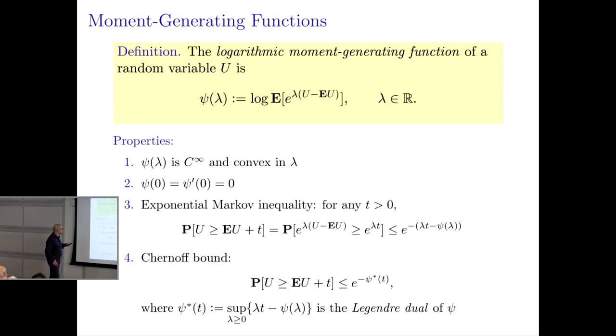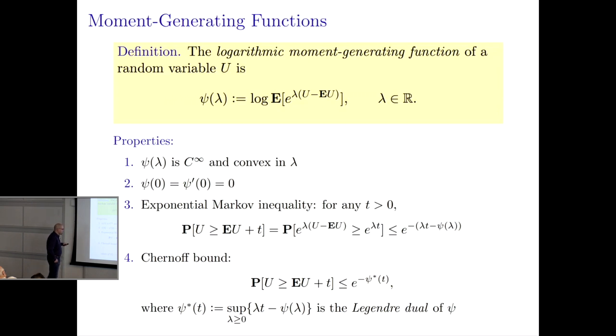What we do is we fix a real argument lambda, and we look at the expected value of e raised to the power of lambda times u minus the mean of u, and we take the log of that. This is a very nice quantity. For example, we know that it's infinitely differentiable. In fact, it's analytic in lambda and convex. Its derivative and value at zero are zero.